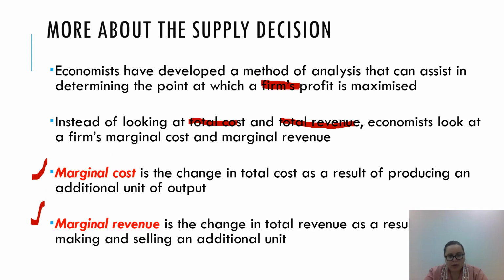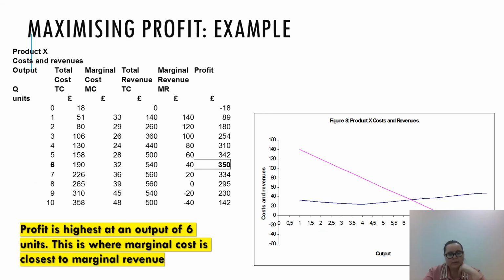Okay, so the marginal cost is the change in total cost as a result of producing an additional unit of output, and the marginal revenue is the change of the total revenue as a result of making and selling an additional unit. Okay, so let's see how it works. If we look into this particular data, we have a table with data and we have a graph. We're going to speak about the graph in the next slide. So we can see that the profit is the highest at an output of 6.